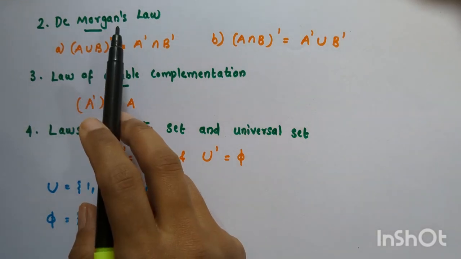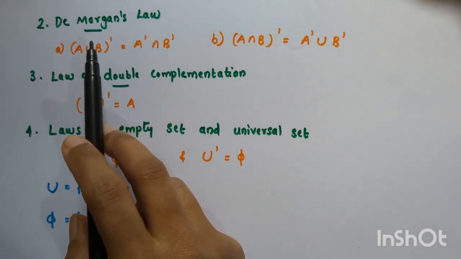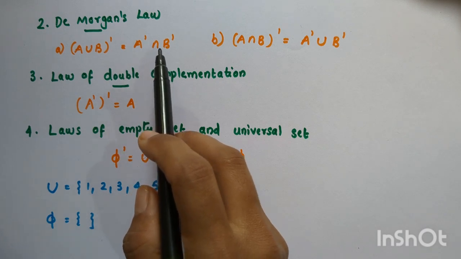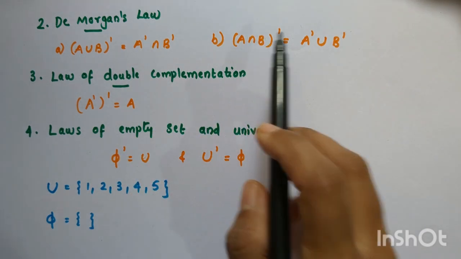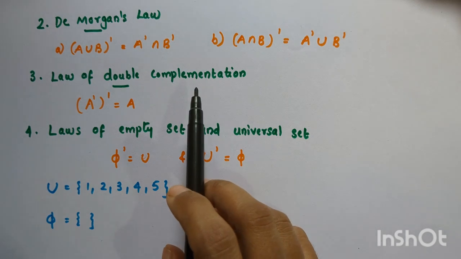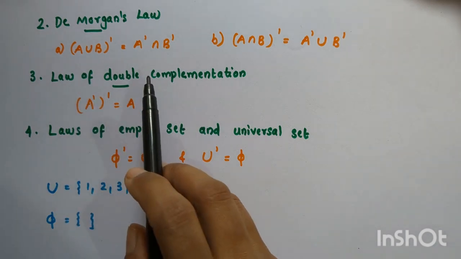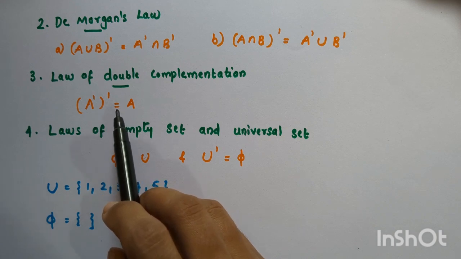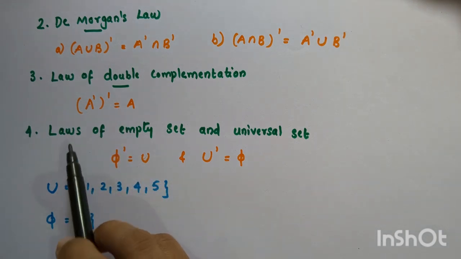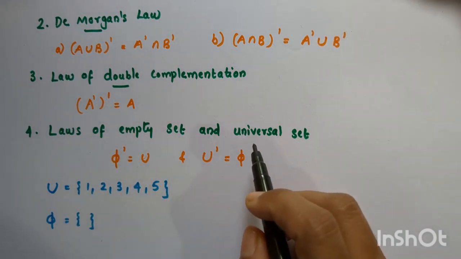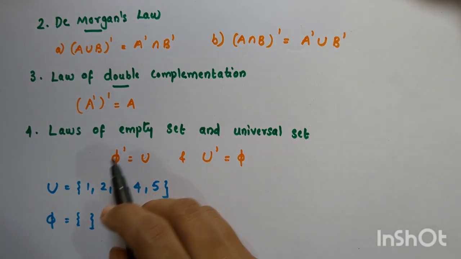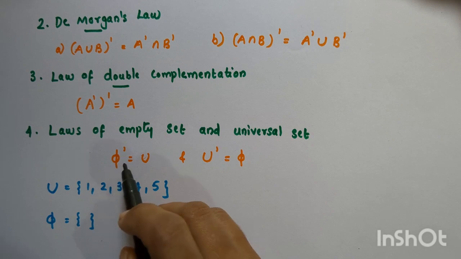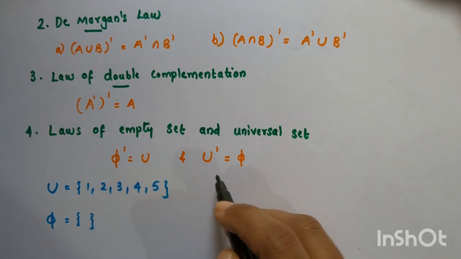Now the next one is De Morgan's law, which we have already discussed. That is, (A union B) all complement equals A complement intersection B complement, and (A intersection B) all complement equals A complement union B complement. Another one is the law of double complementation, which we have already discussed, that is, (A complement) all complement equals A. Now another one is the laws of empty set and universal set. Phi is the empty set, U is the universal set. So phi complement equals U and U complement equals phi.